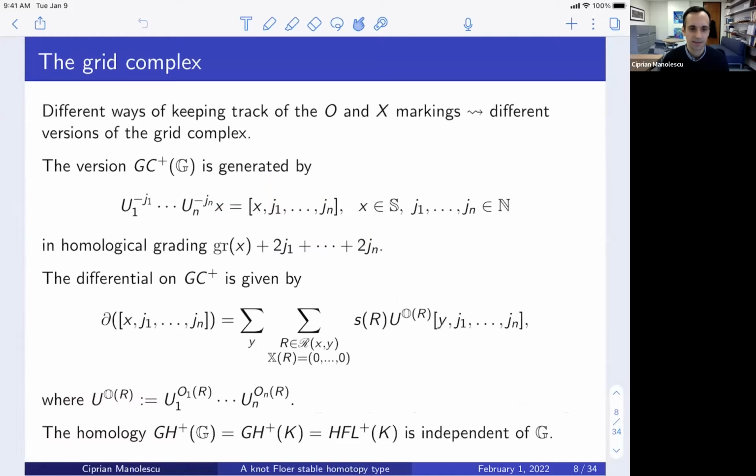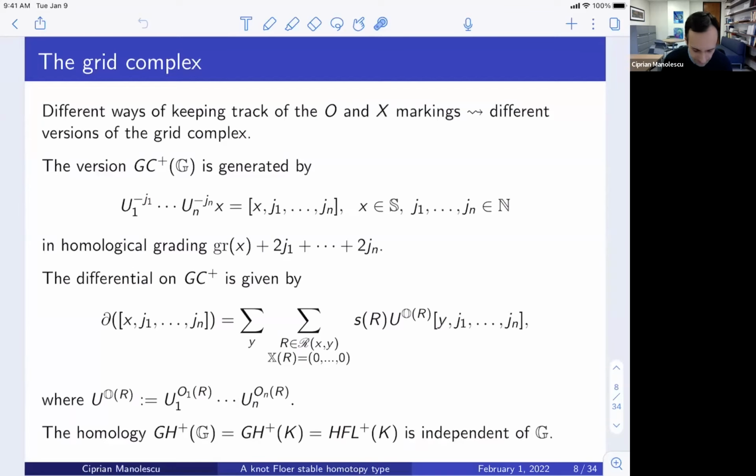So again, this is an old story back from 2006. The version that I'm using here is a little non-standard, but it's similar to what's done in link Floer homology. So the generators are the states, but I'm going to upgrade it with powers of some formal variables U, and then I'm going to define the differential to count this rectangle. So for each rectangle, the differential of x is going to have the y's, and it's going to have this power of U: if I go through the marking O_i, I put a U_i.